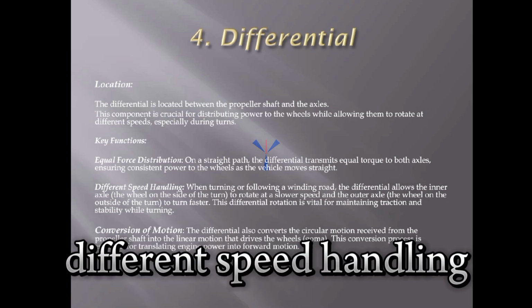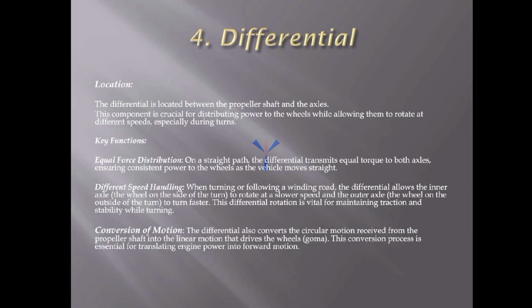2. Different speed handling. When turning or following a winding road, the differential allows the inner axle, the wheel on the side of the turn, to rotate at a slower speed, and the outer axle, the wheel on the outside of the turn, to turn faster. So this differential rotation is vital for maintaining traction and stability while turning.